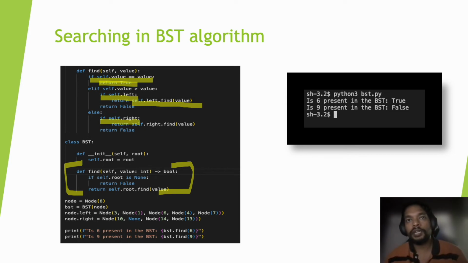So just the example I have shown earlier, I just represented it as a binary search tree. See, node equals Node 8 and BST is node, and I have created the subtree. I'm checking the very same example I told you earlier, BST.find(6) and find(9), and this is the output. 6 is present while 9 is not.